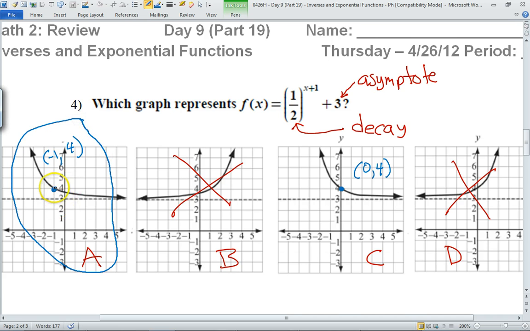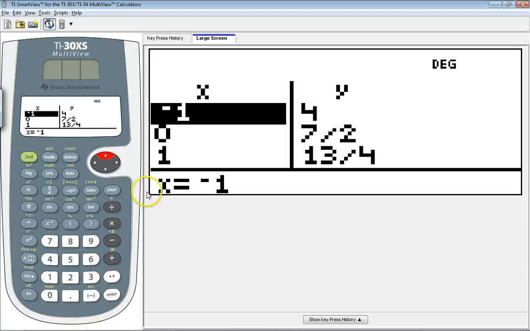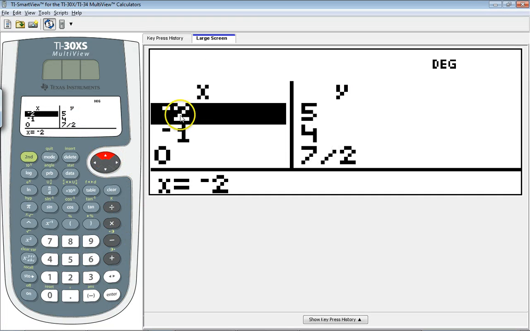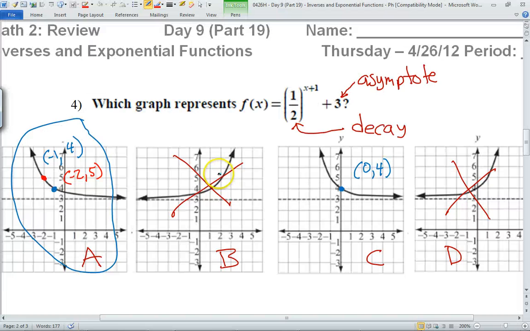Use your calculator to identify some key points. Just for fun, just to make a point, look at one more obvious point on this graph. Another point where I see very clearly is the point -2, 5. Okay, the point -2, 5 is on graph A. So if I scroll back, what do you know? -2, 5 is also on the table of values. So we know for sure that it is graph A.